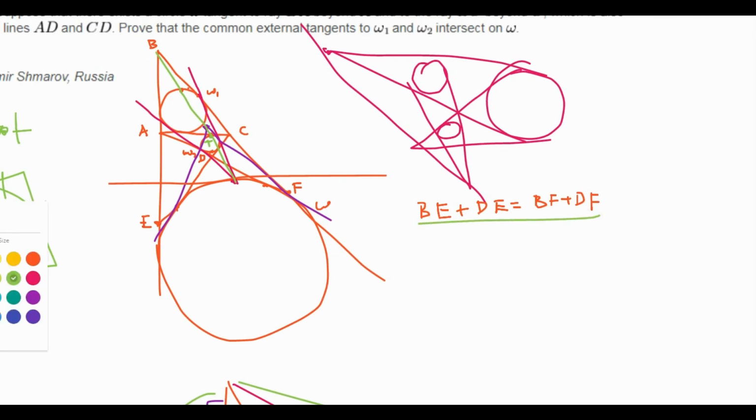And actually, in a similar fashion, since omega is an X circle to quadrilateral AECF as well, we can also show that AE plus CE equals CF plus AF.